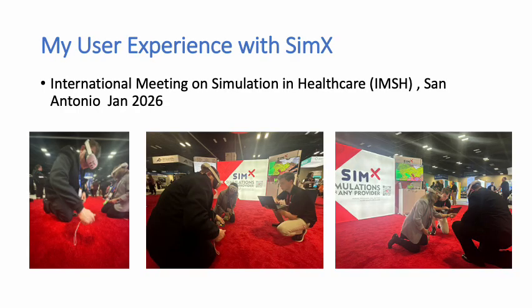So I actually had a chance to try this at the International Meeting for Simulation in Healthcare in San Antonio this past January. So this is me actually trying this, the SimX simulator. These are some of the developers and consultants from the military side. And it was actually quite realistic.